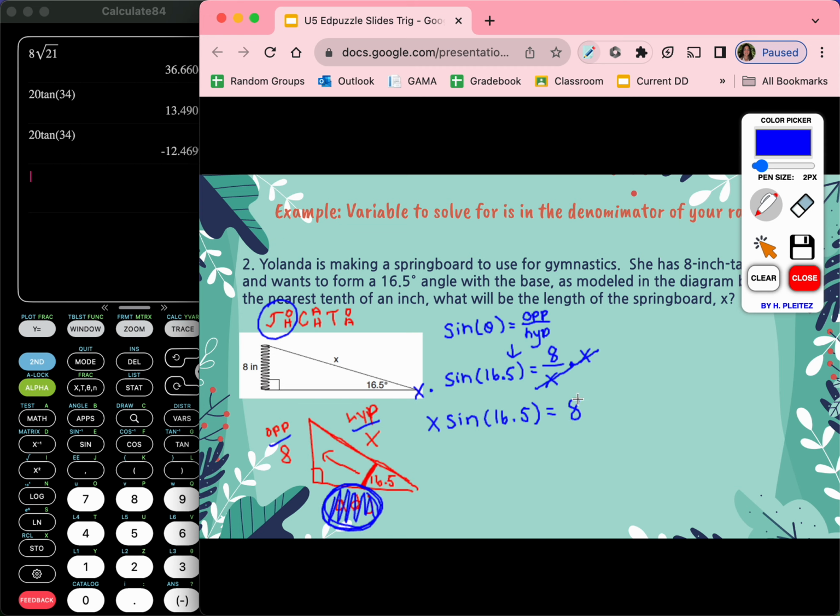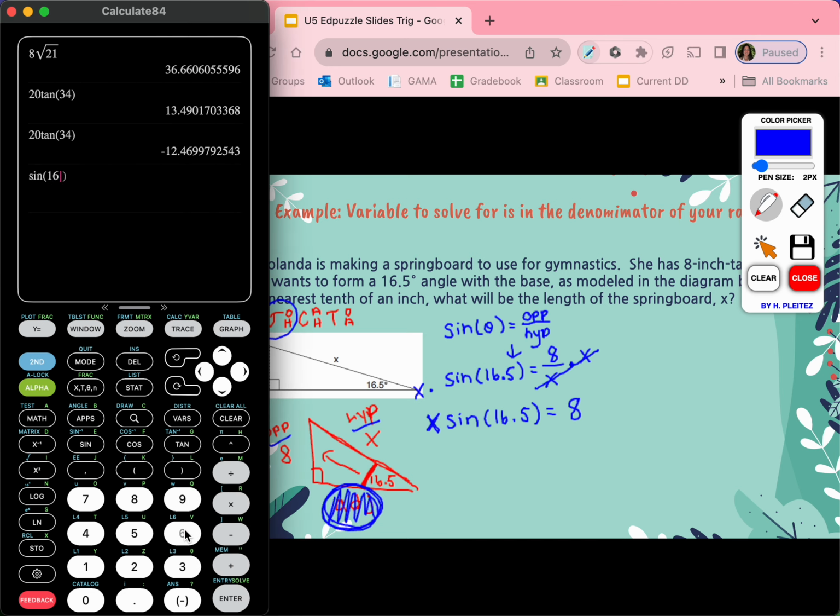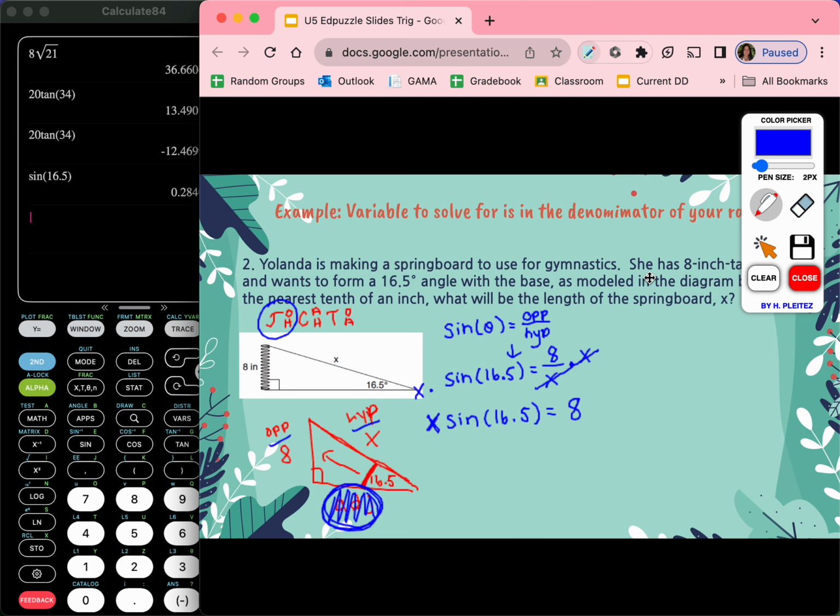But now there's one extra step here. Because before, once we multiply by that denominator, we were able to go to the calculator. But here we cannot, because x is not by itself yet. X is right now connected to this sine of 16.5. Now, what I want you guys to realize is that if you went in your calculator and you put sine of 16.5, it's just a number, right? So we can divide by that number. So what we're going to do here is we are going to divide both sides because we want x alone. So x, we're going to divide by sine of 16.5 on both sides of our equation.